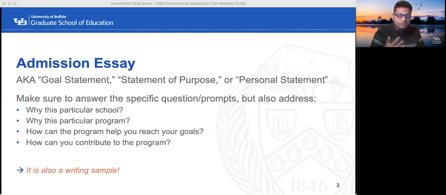So for the statement of purpose, always link it to your personal story, your motivation, and your passion for this field. And also, researching faculty is very important, because you need to know who you want to work with.